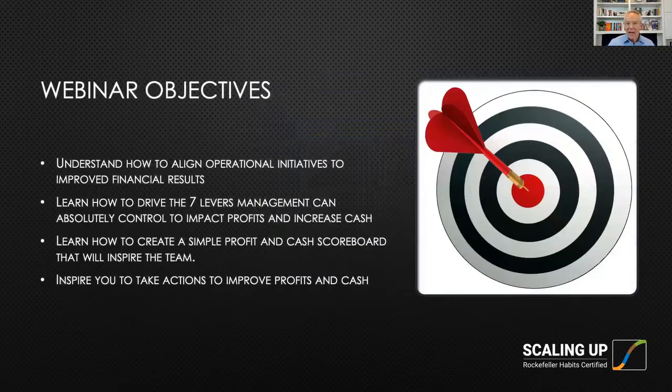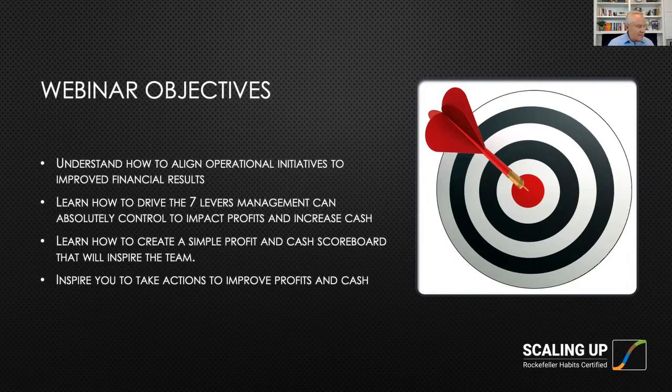My objective today in this webinar is for you to leave with an understanding of how to align operational initiatives to improve profits and cash, to learn how to drive 7 key levers. There's only 7 key levers that management can control that can impact profitability and cash. And I'm going to teach those to you today. You're going to learn how to create a simple profit and cash scoreboard that will align and inspire the team. And then most importantly, I'm going to give you some practical ideas that you can go implement immediately to make an improvement in the profitability and the cash flow of your organization.